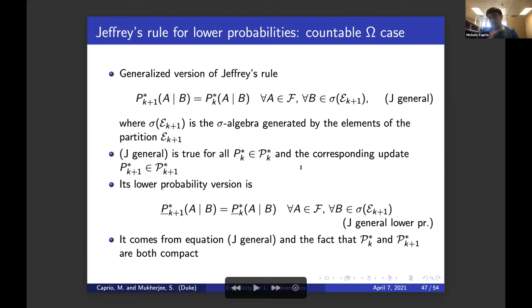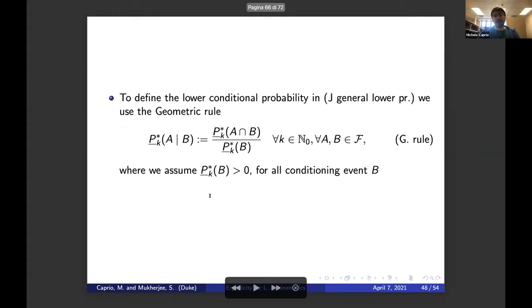So now there are two questions you may ask me. The first one is, how are you sure that this is true? This is true because the calligraphic P star k and calligraphic P star k plus one are compact, and also because this is true. And the second thing that you may ask me is, what do you mean by lower conditional probability here and here? There is a huge literature on lower conditional probabilities. We assume for simplicity that the agent endorses what is called the geometric rule. That is, the lower conditional probability of A given B is given by the ratio of the lower probability of the intersection over the lower probability of the conditioning set, where we assume this latter to be non-zero.